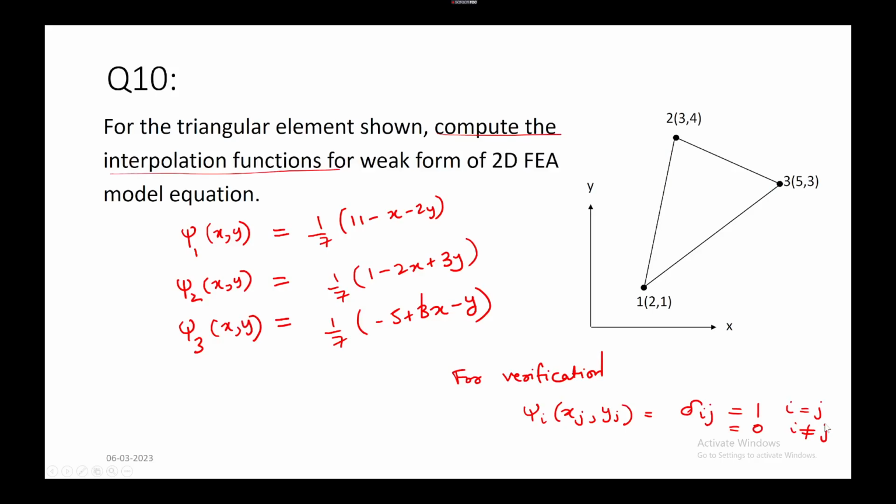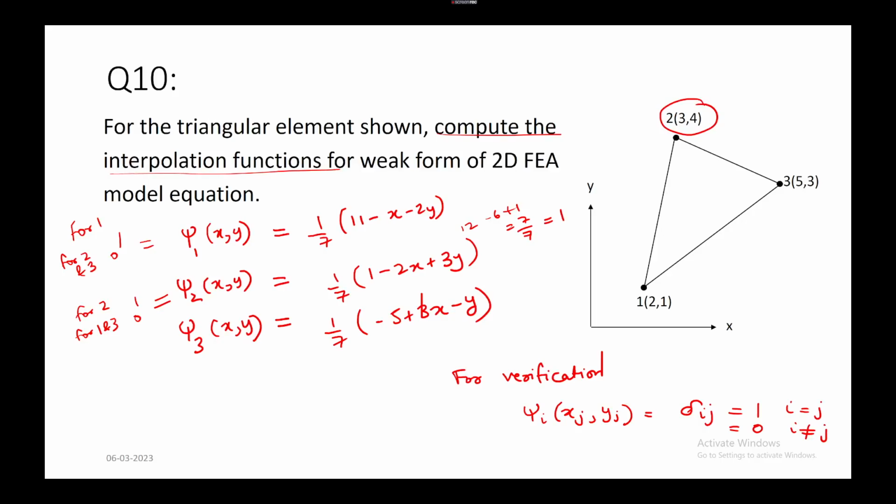So which means this value will be 1 for 1 and 0 for 2 and 3. Same thing, this will be 1 for 2 and 0 for 1 and 3. See, psi 2 means it will be 1 at x2 comma y2. So you simply substitute 3 comma 4 here. So what are you getting? So this will be 3 into 4, 12, minus 2 into 3, 6, plus 1. So 12 minus 6, 6, plus 1, 7. 7 by 7, 1.